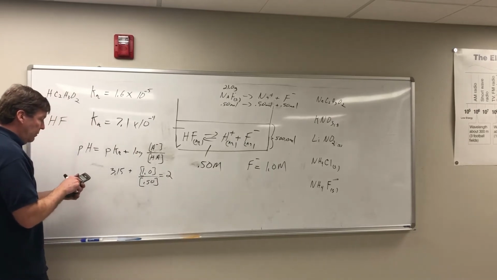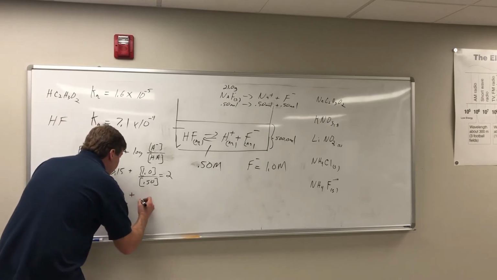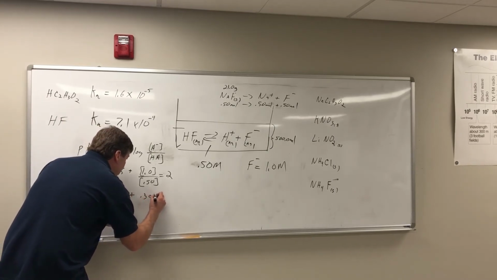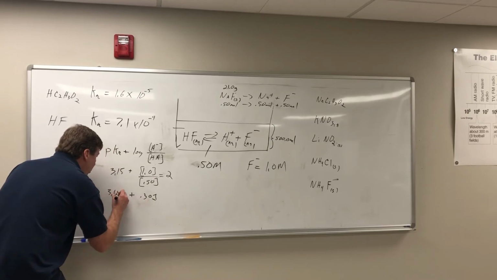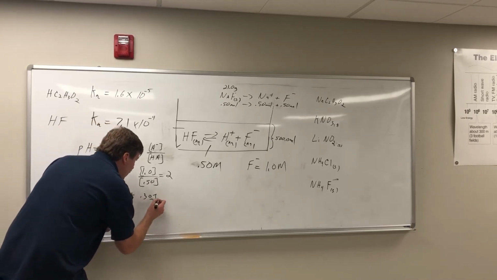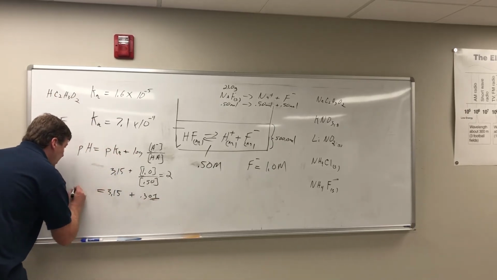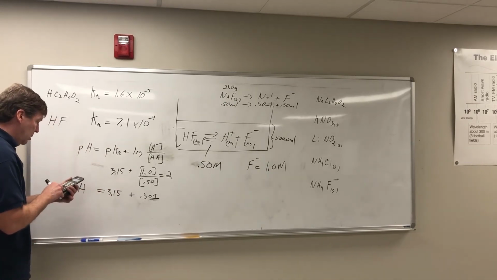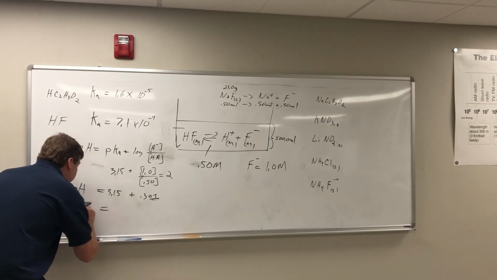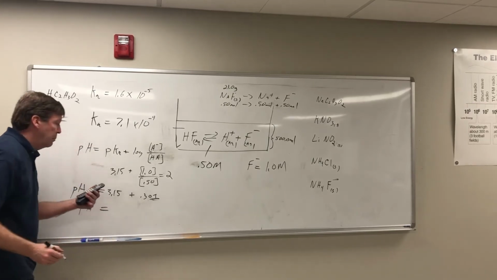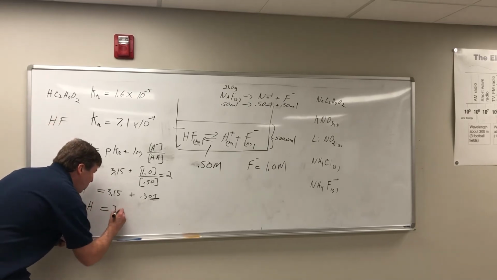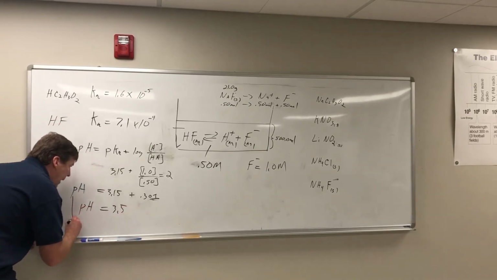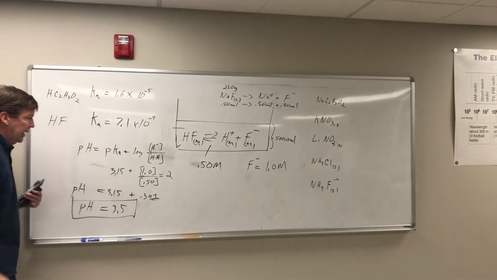We'll take the log of that. And it looks like the log of that is 0.301 plus 3.15. And let's get a pH value. And it looks like our pH is going to be 3.5 after the addition of that conjugate base.